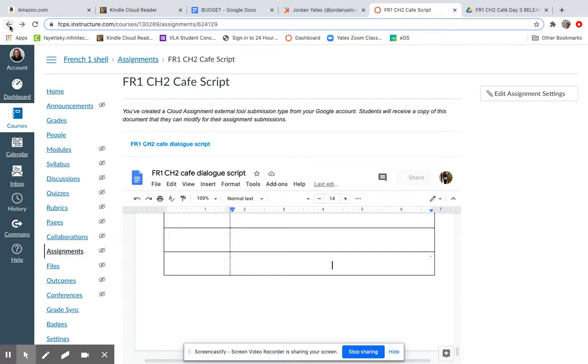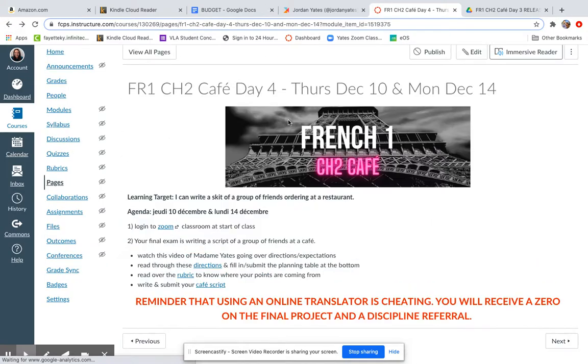Now, what we really need to talk about is this reminder down here on your agenda in big, bold, red letters. Using an online translator is cheating. You will receive a 0 on the final project, which is 15% of your grade, and a discipline referral. It is way too easy for me to prove that you are using a translator. Please just don't try it. It is not worth it.